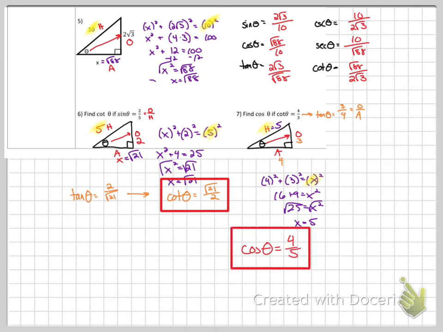So draw the triangle, label it correctly, find the missing side, and then find the one trig function they're looking for. Okay, so this is your 6 trig ratios or trig functions, and this is what you should be able to do today. Hope this helps.